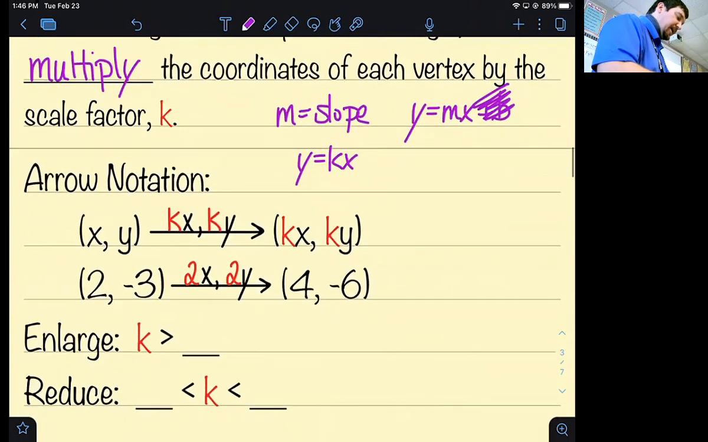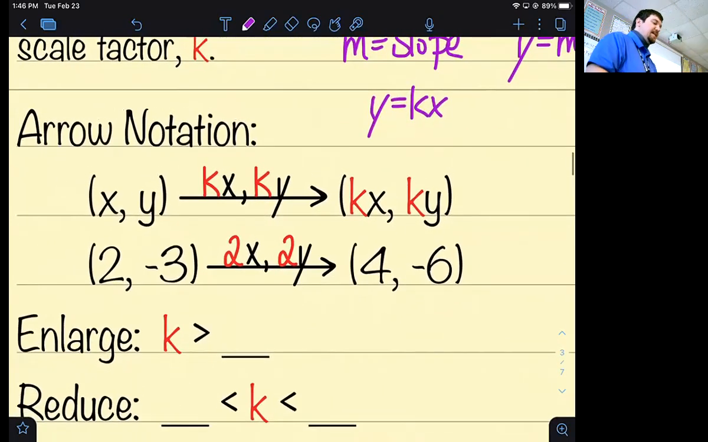And so here's the arrow notation that we're going to use. If I need to enlarge or reduce the coordinates, I'm still writing it as a scale factor, a multiplication of k. So if I'm dividing, I still need to think of it in terms of multiplying. If I multiply the coordinates by 2, the way that I write my arrow notation is 2x comma 2y. What if I'm dividing by 2?